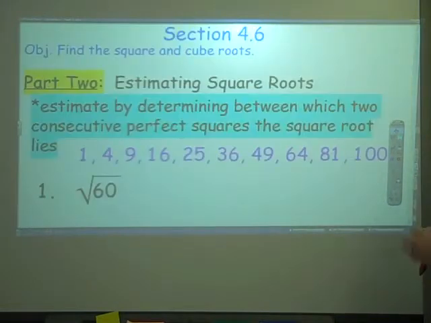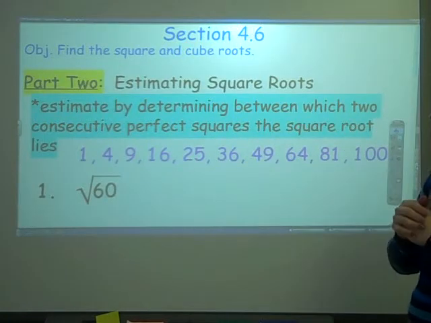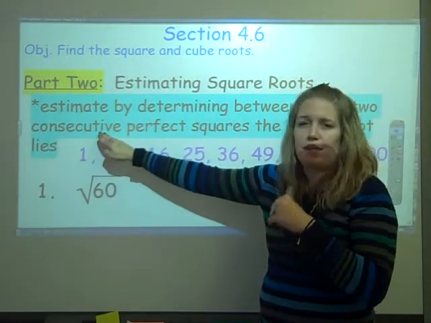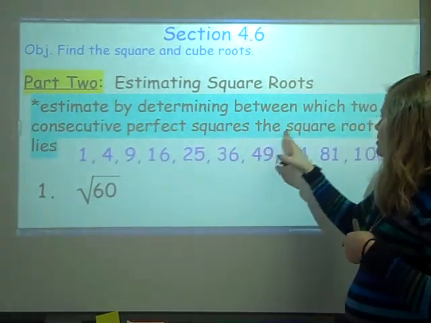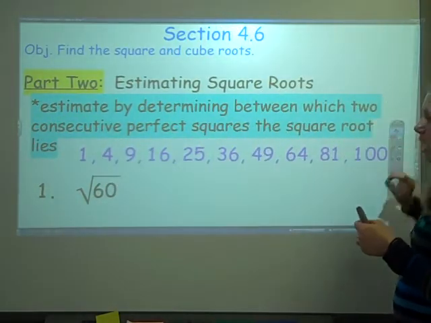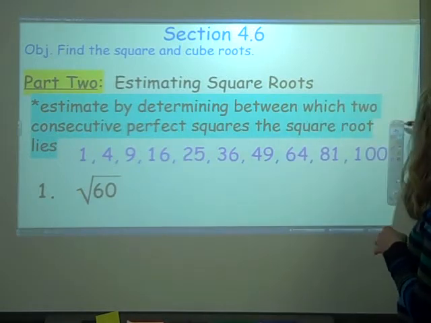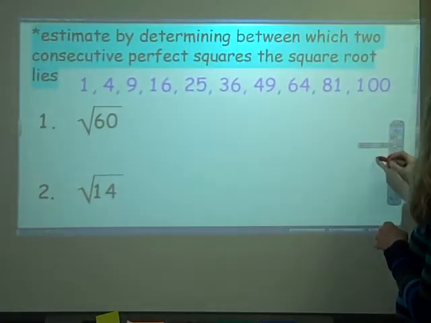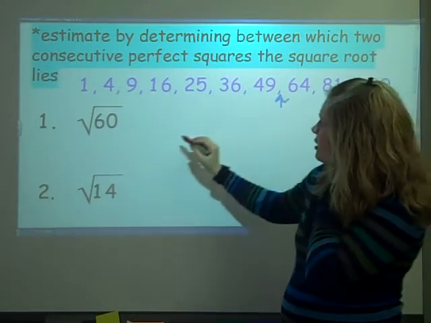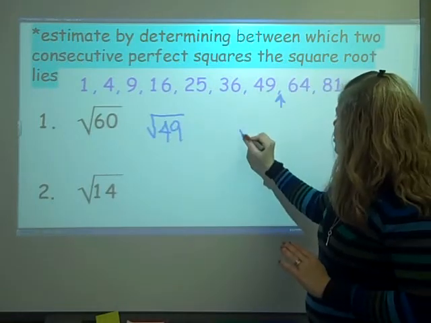All right. Part 2, estimating square roots. In highlighting, I told you to estimate by determining between which 2 consecutive, that means in a row, perfect squares the square root lies. So I listed out some perfect squares for you, and we're going to figure out between which 2 does 60 lie. The square root of 60 would fall right here, in between the square root of 49 and the square root of 64.